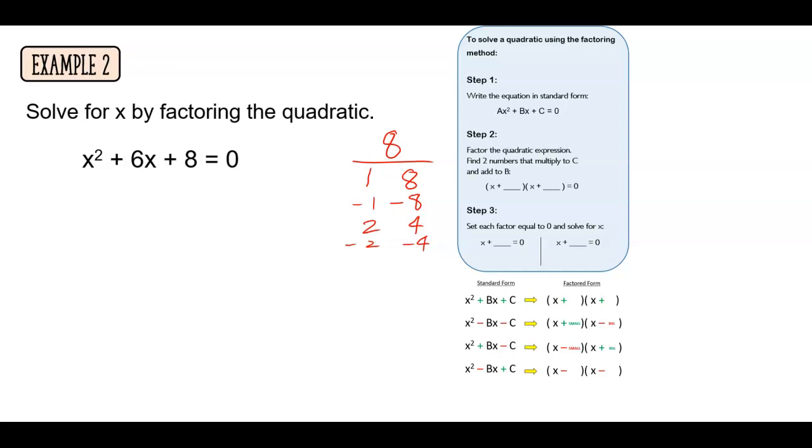Which one of these options will add up to make 6? Not negative, but positive 6. 2 and 4? Yes. So here's what you're going to do. Make yourself 2 parentheses, put an x in both of them, and positive 2 and positive 4 are going to go in each parentheses.